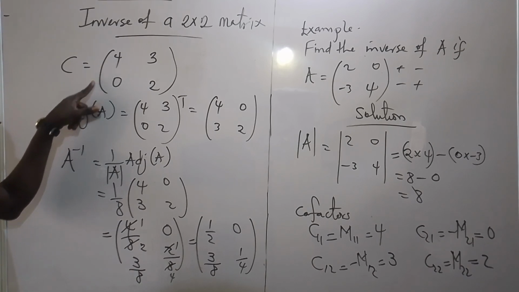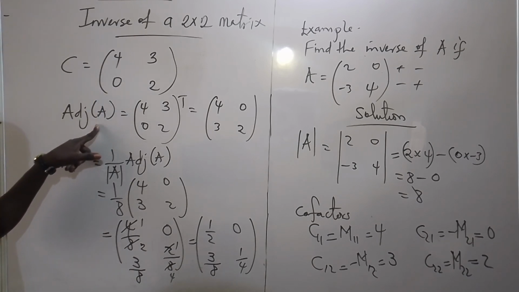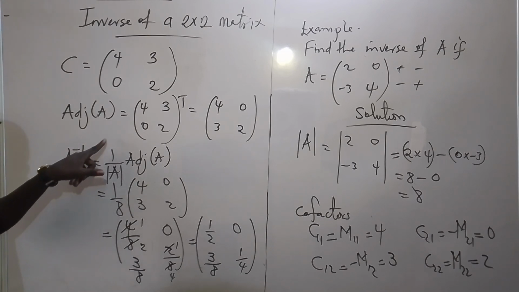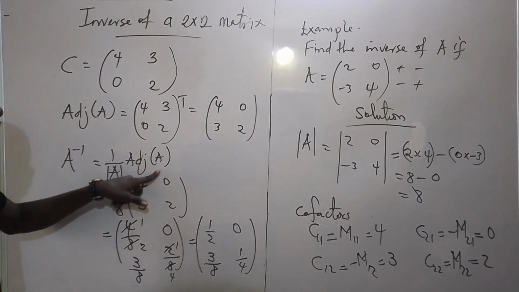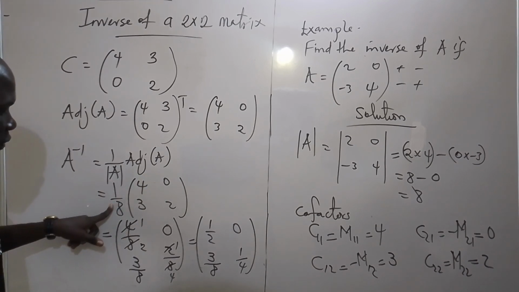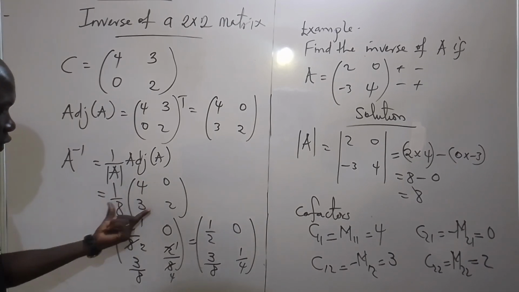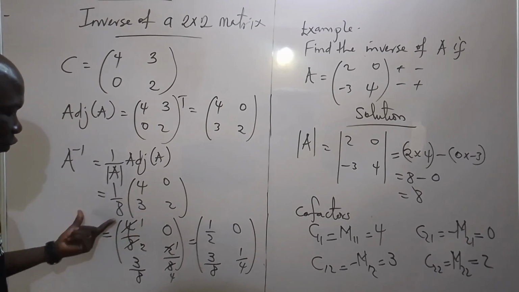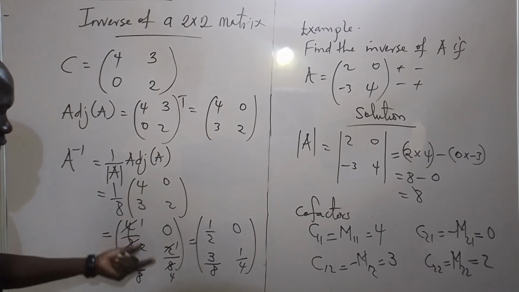Transpose the cofactor matrix to give us the adjoint. Then, the inverse is 1 over the determinant times the adjoint of the matrix. And I said here, if you want to, you can leave your inverse at this stage. And if you don't want to, you can multiply out, like we have done here.